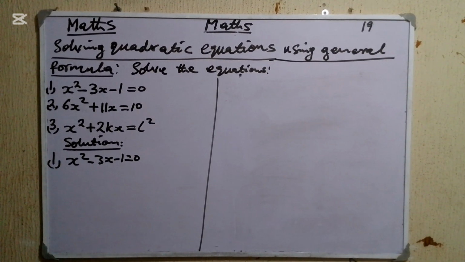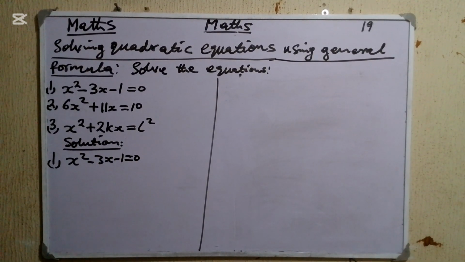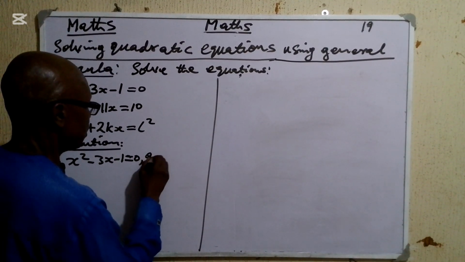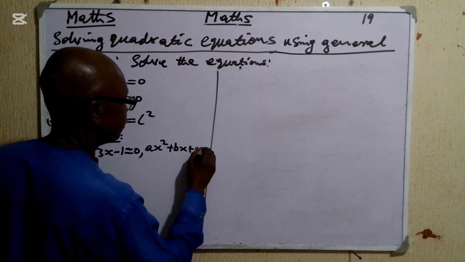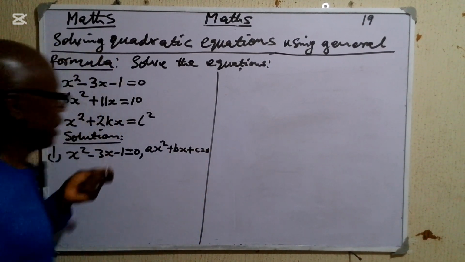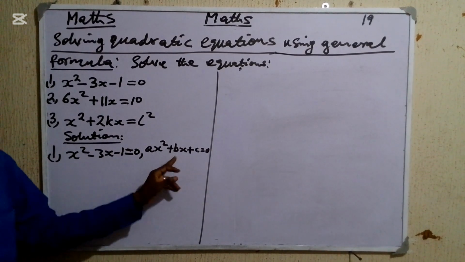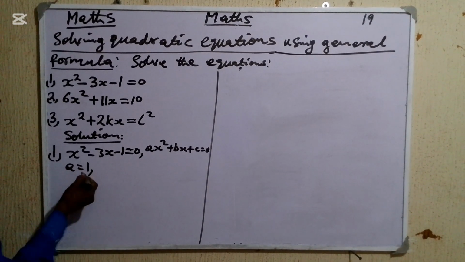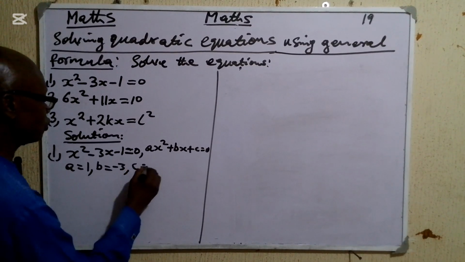And we also know from the last time, when we proved how to get the roots from the general form of a quadratic equation, that this question is of the form ax squared plus bx plus c equal to 0. In this case, we have to bring out the constants, that's a, b, and c. So our a here is 1, b equal to minus 3, and c equal to minus 1.